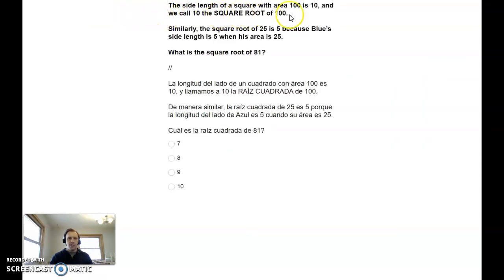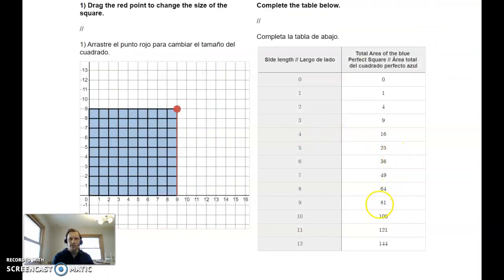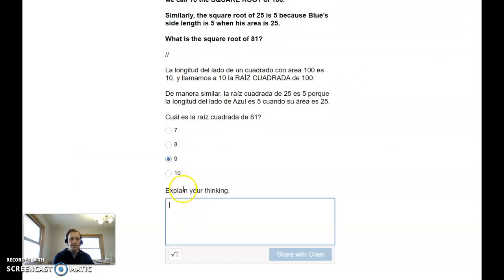Here we go. I want you to answer these next few questions, and then come on back here and play it as we go through it. So pause, try each question out, so that you can see how your knowledge is doing. All right, you pause this, right? Good. And so it says the side length of a square with an area 100 is 10, and we call 10 that square root. Similarly, the square root of 25 is 5. So what's the square root of 81? So if you go back to here and we say, all right, which one had 81 squares? It was this one right here. And so 81 comes from 9 times 9. And so we say the square root of 81 is 9.